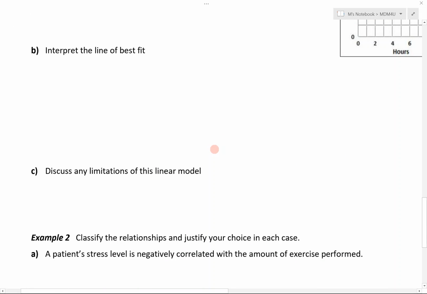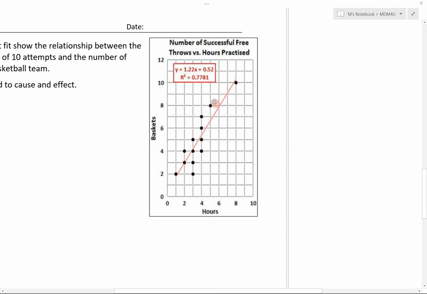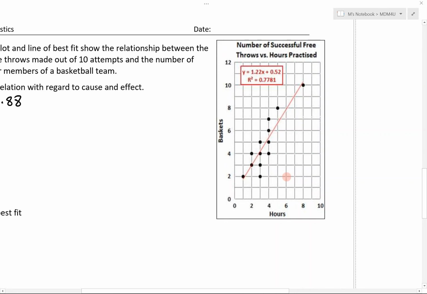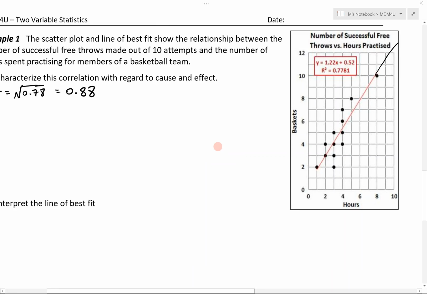Right, discuss any limitations of this linear model. Well, the model suggests that with continual practice, it is possible to get more than 10 shots out of 10, right? So if you continue the line this way, it says I can now get 12 shots if I did more than 10 hours of practice, which is impossible because the whole thing is a measurement of how many free throws you can make out of 10 attempts. So the maximum limit is 10. So there's a limitation that the graph cannot extend past a certain point, otherwise you're going beyond 10 shots.